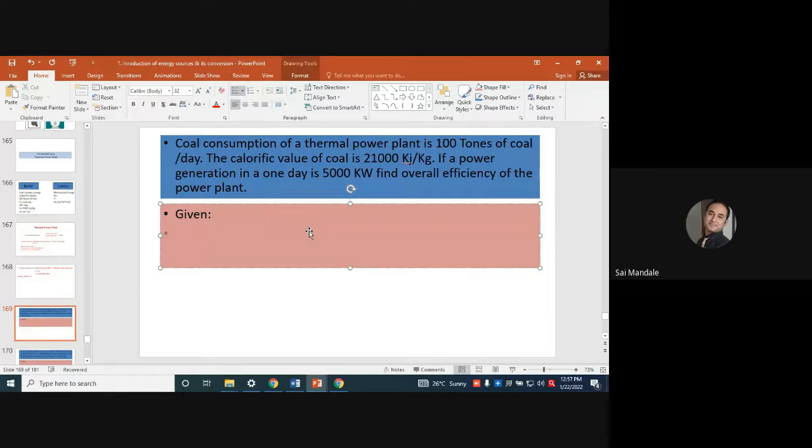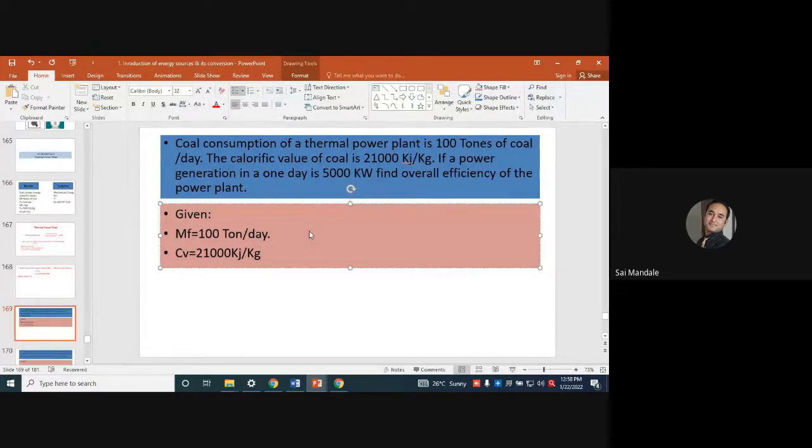100 ton of coal per day means the mass of the fuel is given to us. So MF, the mass of the fuel, is equal to 100 ton per day. This is given to us. Second, the calorific value, CV, is given to us. The calorific value of the coal is 21,000 kilojoule per kg. This is given to us.